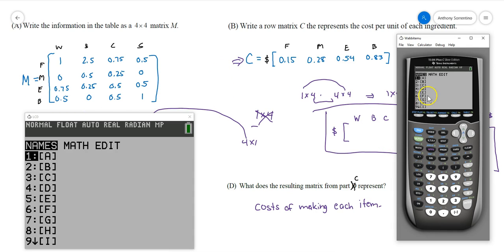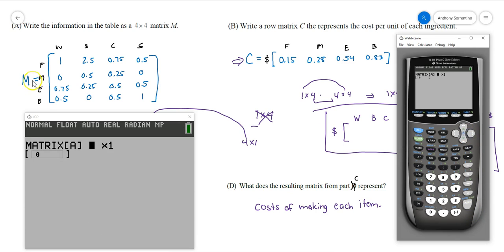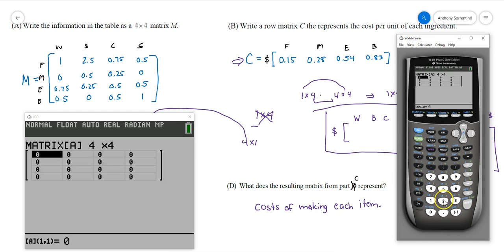be matrix A. And so I'm going to come here and edit this matrix. Matrix M is a 4 by 4 matrix. Not 44, 4 by 4. And all I have to do at this point is just type in the numbers that I have in there.